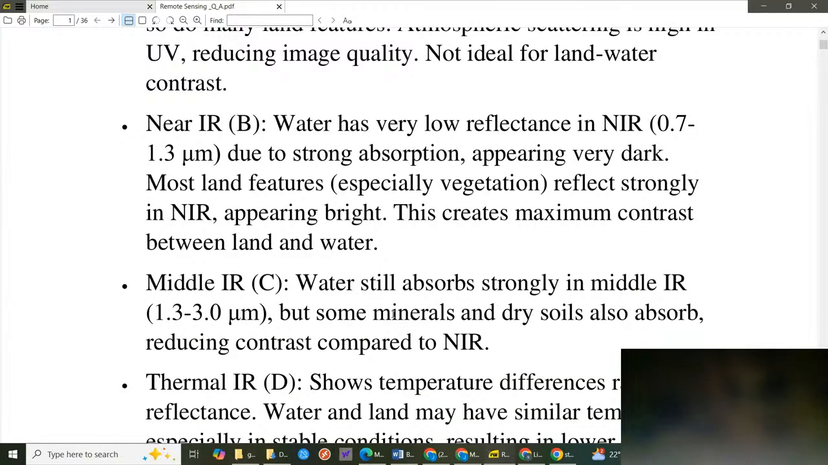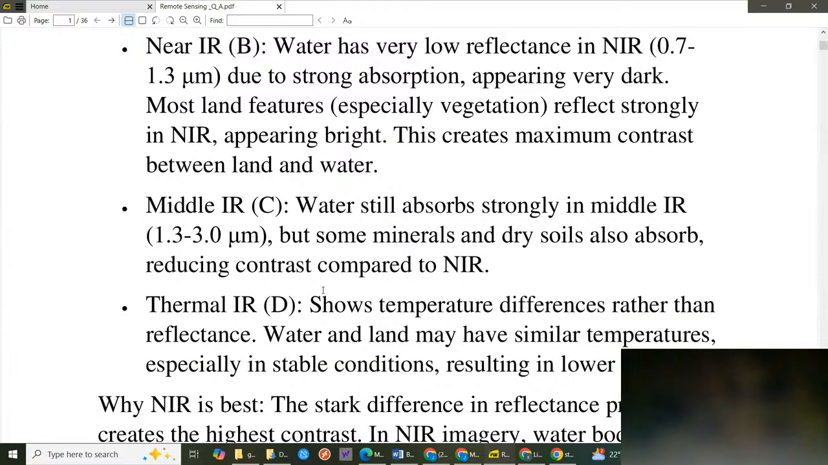And the next option is the middle IR, that is the infrared region. The electromagnetic range of this is 1.3 to 3 micrometer, but some minerals and dry soils also absorb, reducing contrast compared to NIR. Thermal infrared shows temperature differences rather than reflectance. Water and land may have similar temperatures, especially in stable conditions, resulting in lower contrast.